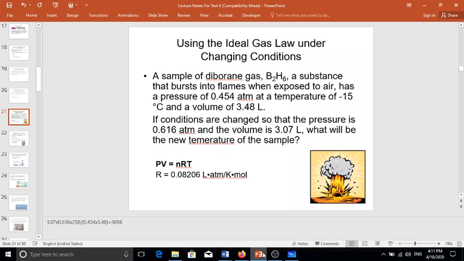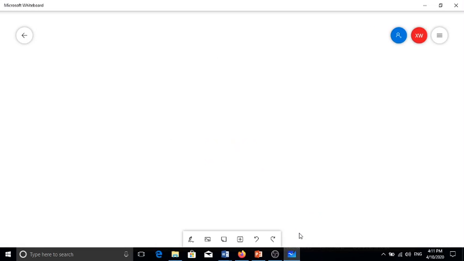All right, hello everyone. Here we're going to continue talking about the combined gas law. Before we run into actual calculation, there are a couple of simple things I want to readdress with you guys a little bit. Basically, we all know that the combined gas law looks like this.